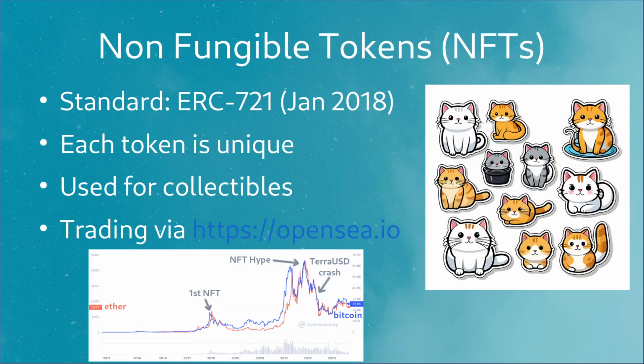What are non-fungible tokens? As opposed to fungible tokens, you have non-fungible tokens. Non-fungible tokens are unique. Like each token is different from the other. You cannot interchange them with each other. The standard for this has been introduced in January 2018, and the name of the standard is ERC 721. As an example, you can see the images of the kittens on the right. Each kitten is different. This is typically used for collectibles.